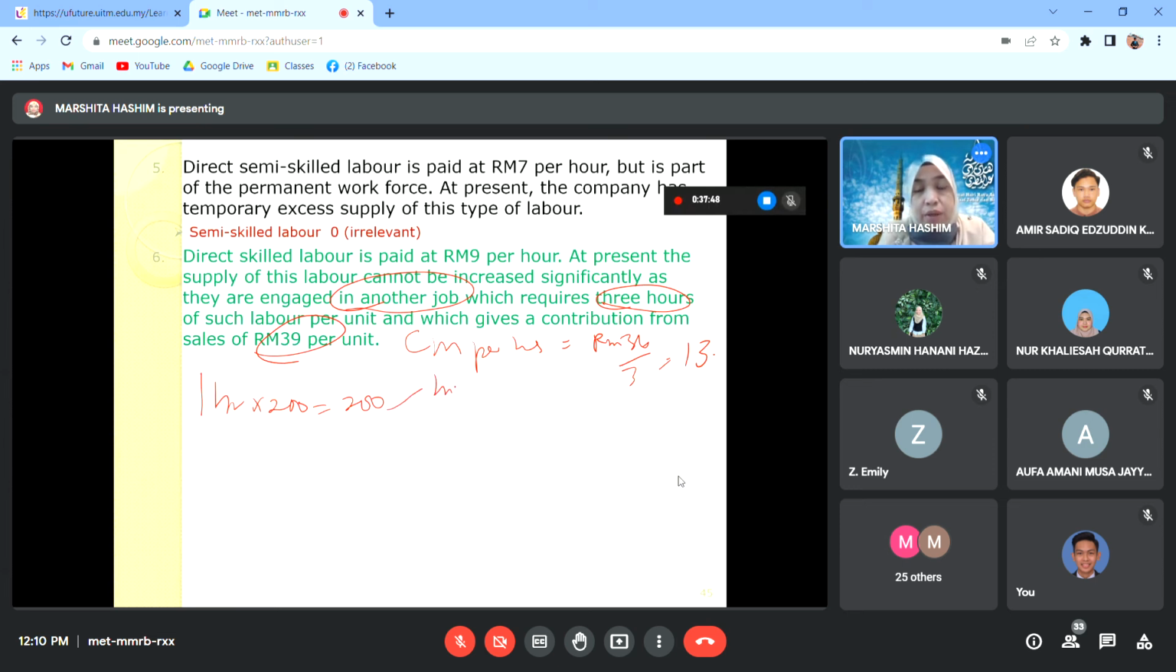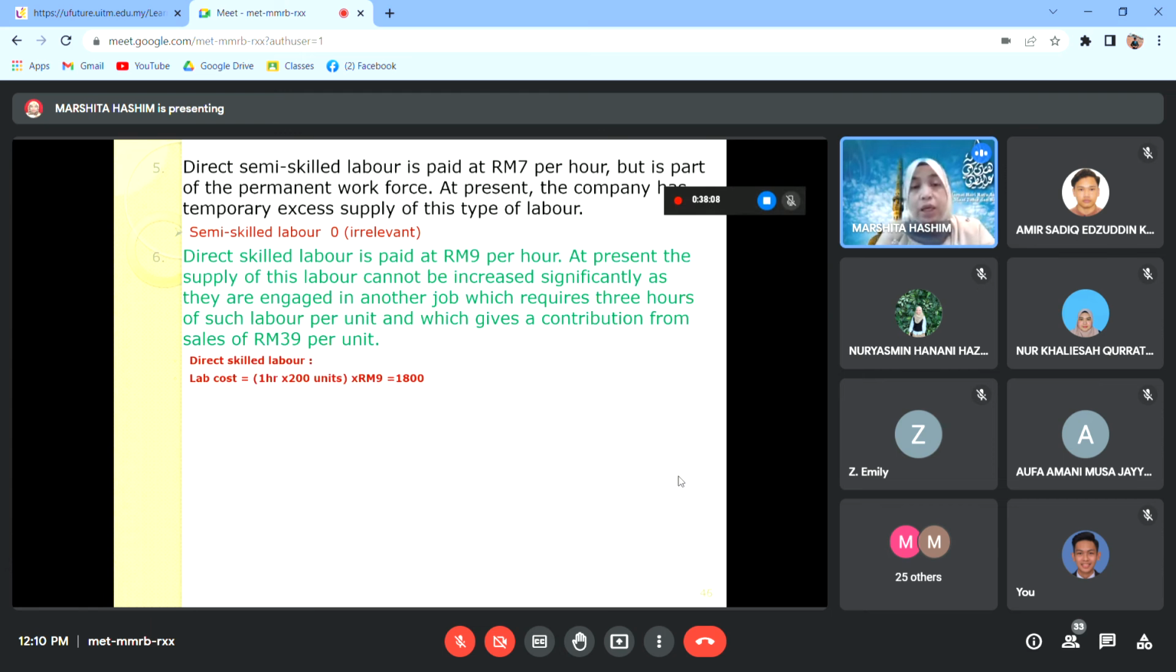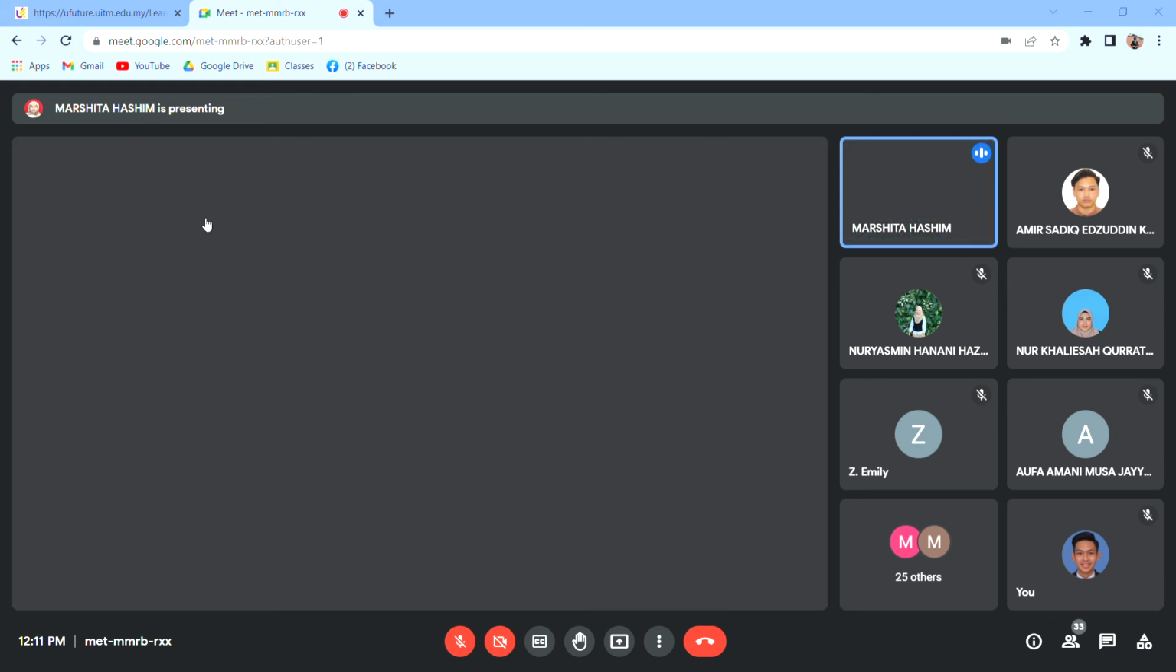So hourly rate based on 200 hours, you multiply by 9, and then contribution foregone, contribution from another job, you need to let go. Okay, contribution foregone 13 ringgit for 200 hours. So you total up, you will get total labor cost for direct skill labor 4,400. Okay, 9 ringgit is relevant because this is hourly rate for labor, and then 39 ringgit per unit or 13 ringgit per hour also relevant because this is benefit foregone for accepting the order.